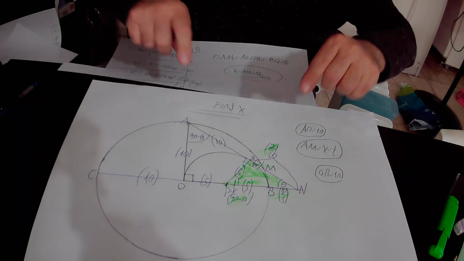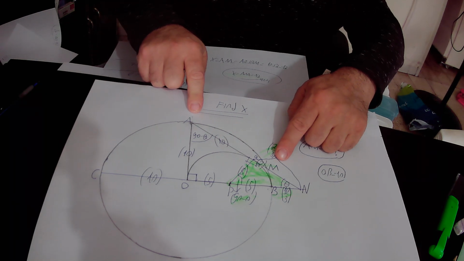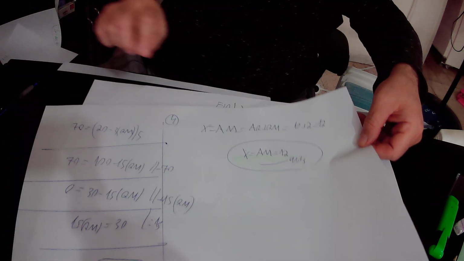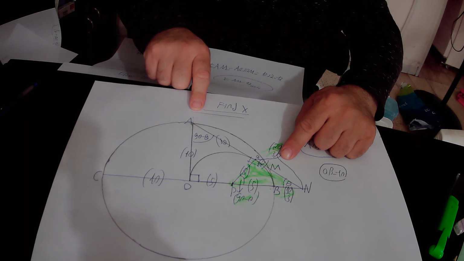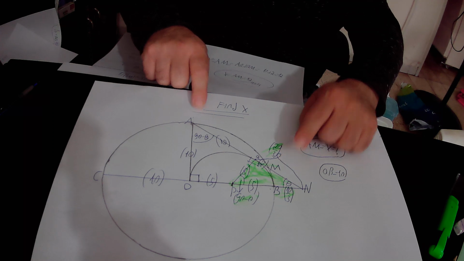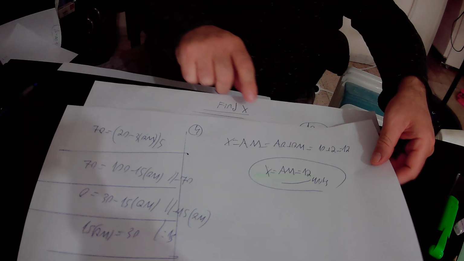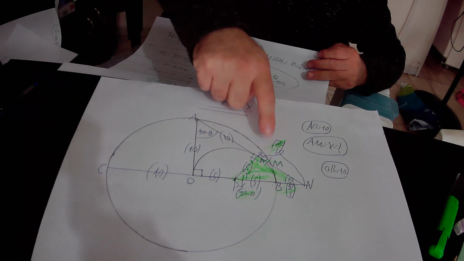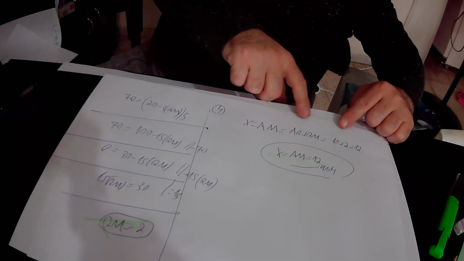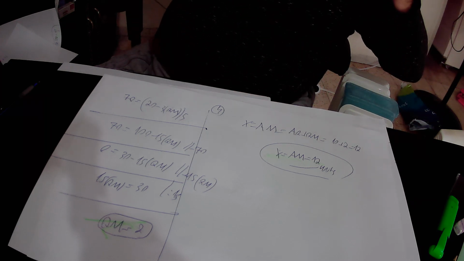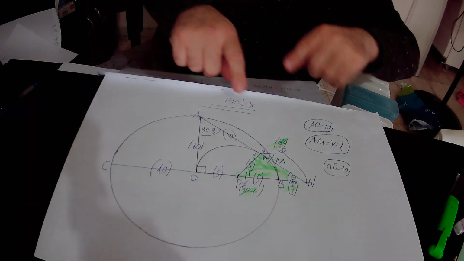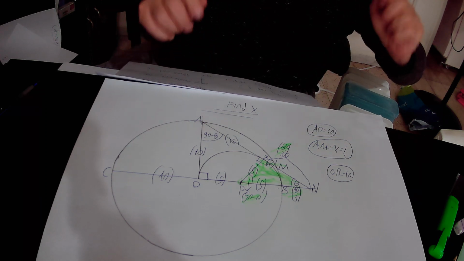Our mission is to find the length of this line segment AM, which is equal to x. From the drawing, it is very easy to see that AM equals AQ plus QM. AQ equals 10 and QM equals 2. So in total, AM equals 10 plus 2, that is 12. So we found that AM, which is equal to x, is 12 units in length.